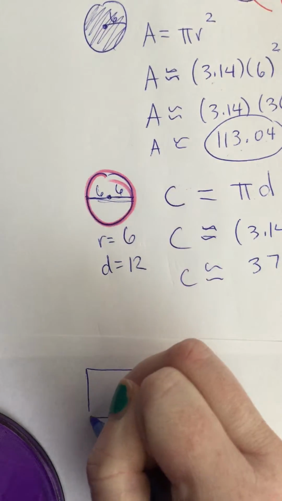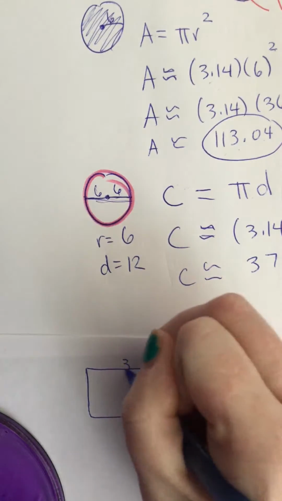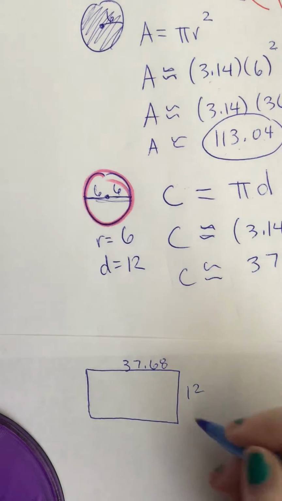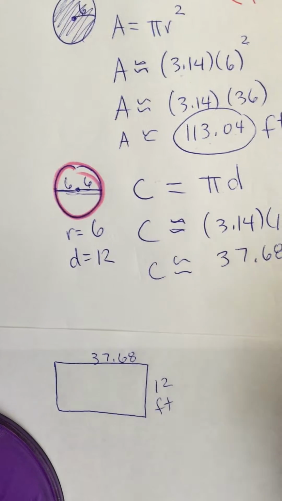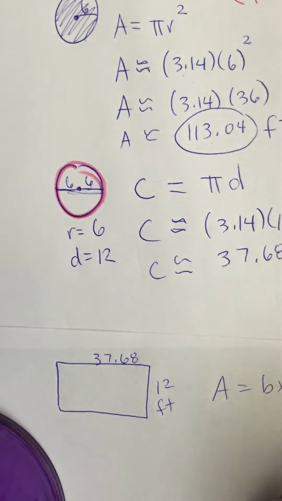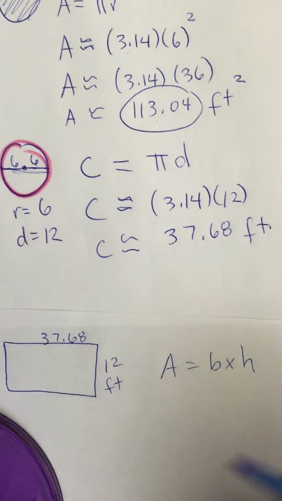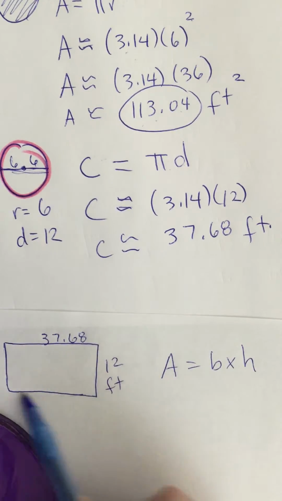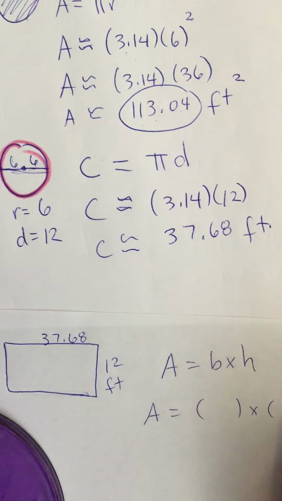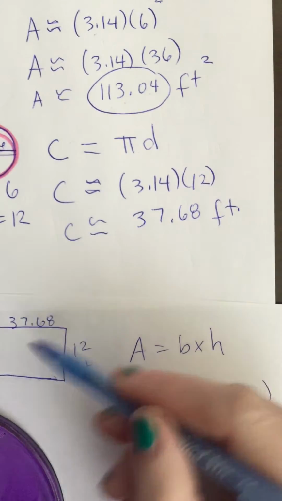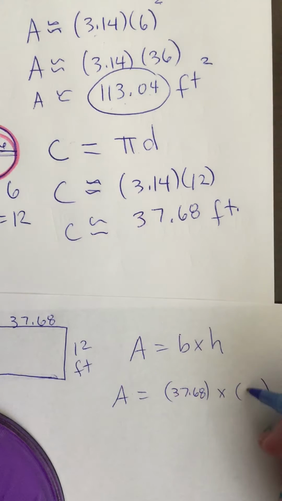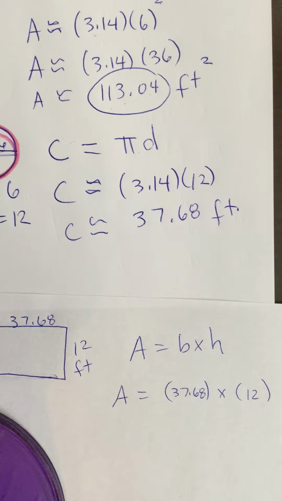All right, so here's the rectangle, and it had a length of 37.68 and a height of 12, and it's feet. So the formula for that would be area equals base times height, or length times width. It's the same thing. This length is the same as this, and this is the base. So area equals base times height. The base is 37.68, and the height is 12. So we have to multiply those together.